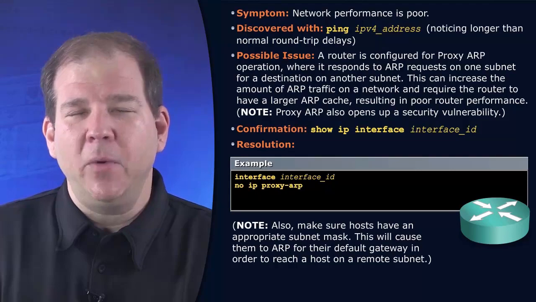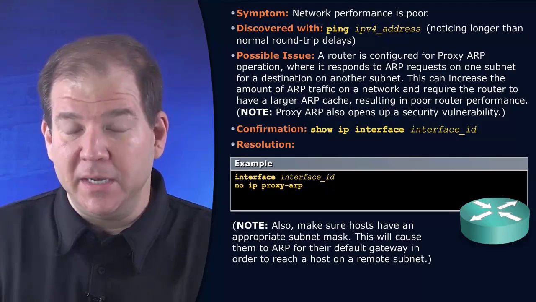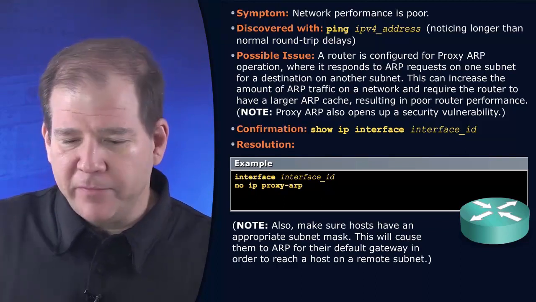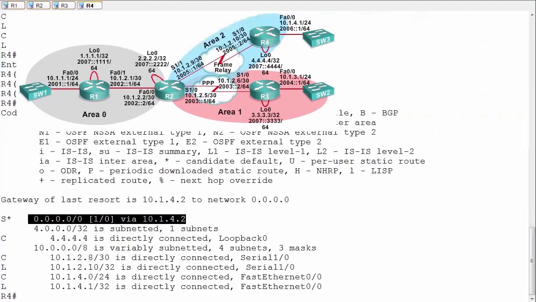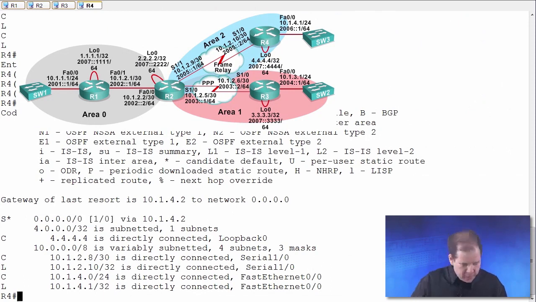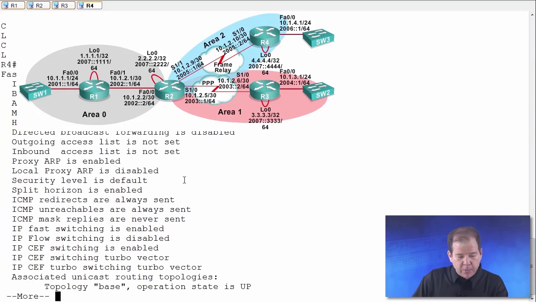Let's see now how we can see if Proxy ARP is indeed enabled on an interface and how we can turn it off. Let's go out to the live interface to demonstrate this. Let's go over to R4. Okay, we're already on R4. Fantastic. Let's do a show IP interface, fast Ethernet 0/0, to see is Proxy ARP enabled.